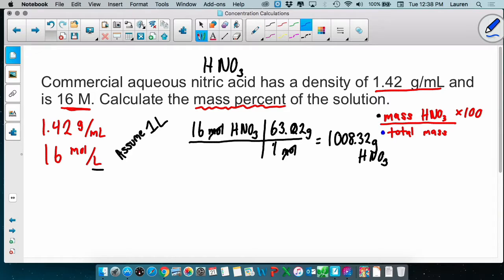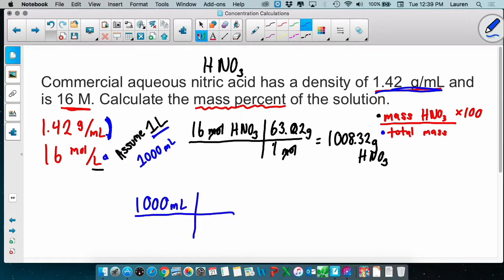Now we need our total mass of solution. So we're going to use the fact that we're assuming that we have 1 liter and the density of the solution to figure out our total mass. Our solution isn't just the nitric acid, so we can't use the molarity of it. We'll need to use density because that pertains to the solution. So if we have 1 liter, that is 1,000 milliliters, and each 1 milliliter has a mass of 1.42 grams, we end up with 1,420 grams of solution.